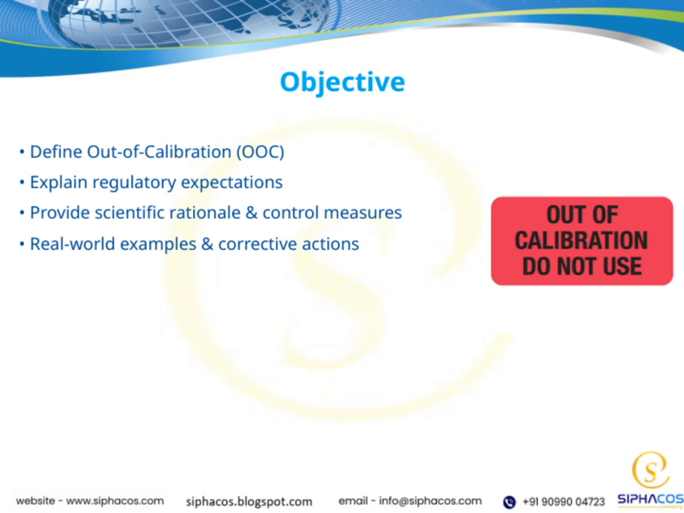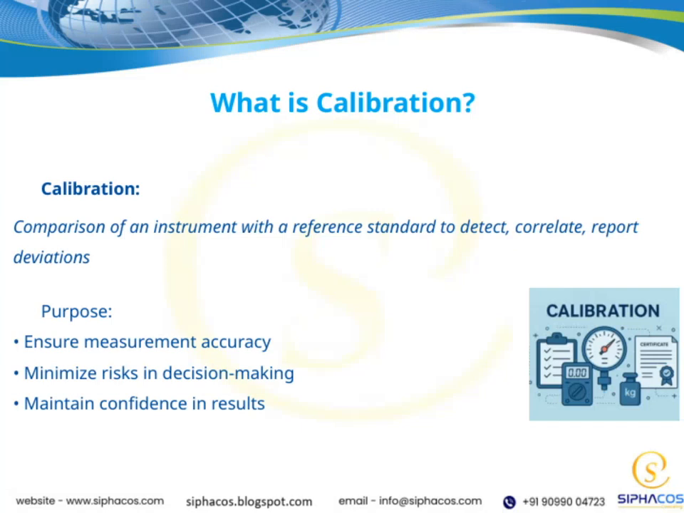Then, we'll delve into the scientific rationale behind calibration standards and explore control measures that can help prevent or manage OOC situations. Finally, we'll look at some real-world examples and discuss corrective actions that can be taken when OOC is identified. By the end of this, you'll have a comprehensive understanding of how to handle calibration issues effectively within your operations.